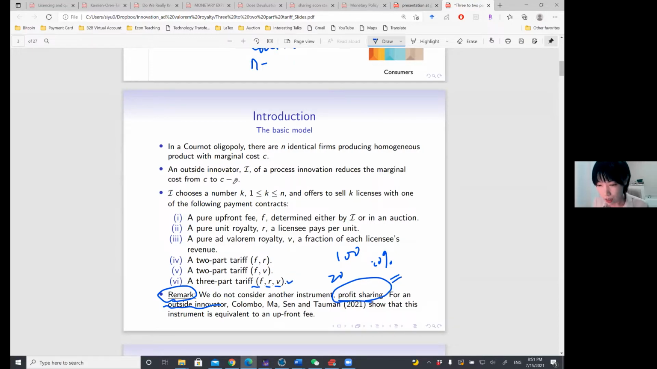And here is the notation. Epsilon is the level of cost reduction. K is the number of licensees determined by the innovator. N is the total number of firms.